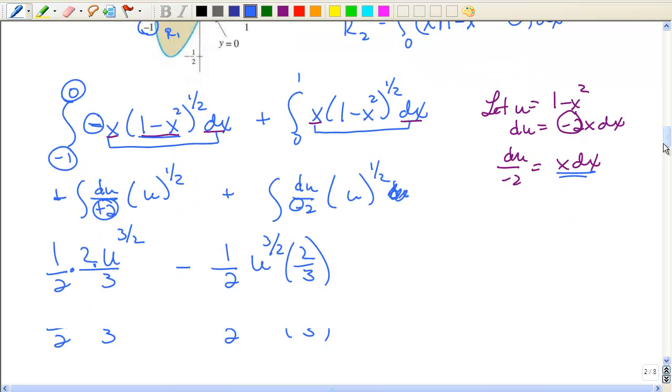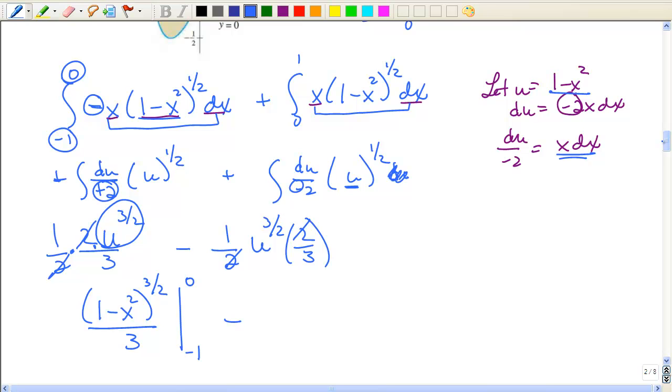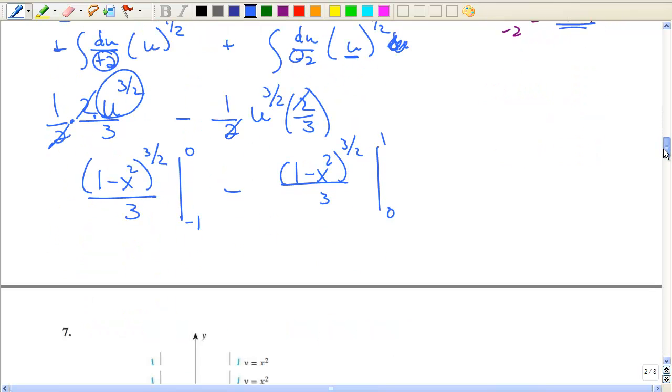Now this is very misleading because you're thinking, oh, well, it's going to cancel out. Not quite yet. I probably should have used different variables here, but our limits of integration are going to be a little bit different, so we're going to cancel out those 2's. So let's go back to what is u. U is 1 minus x squared, that's to the 3/2 power over 3, and that's integrated from negative 1 to 0. Then we're going to have minus 1 minus x squared to the 3/2 over 3, but that's integrated between 0 and 1. Let's see what happens.